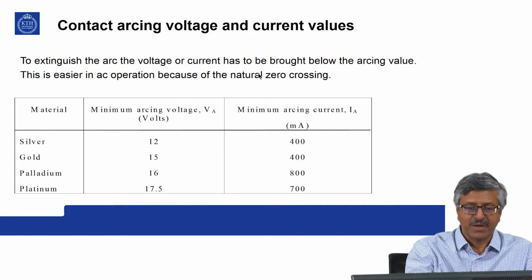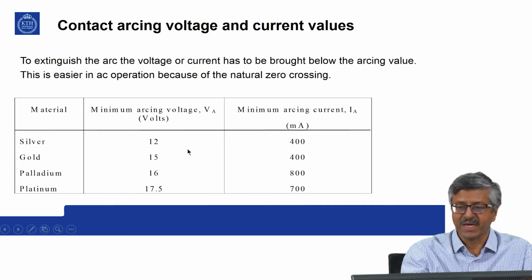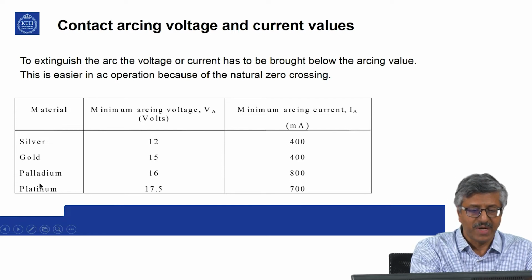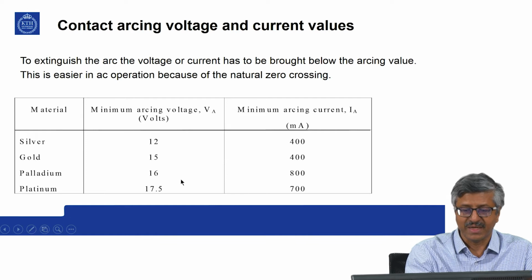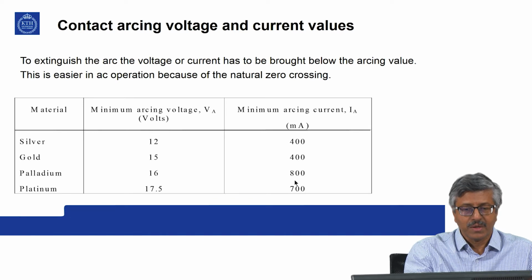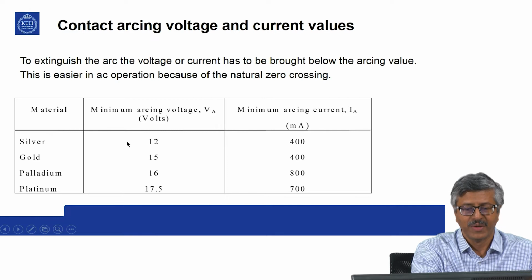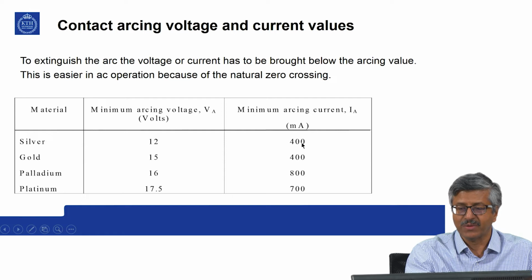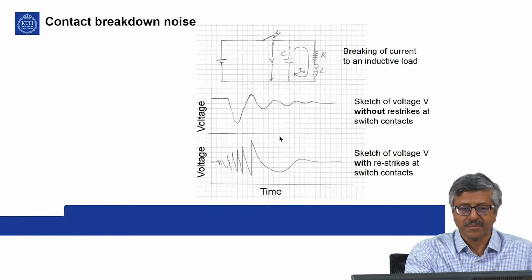So for silver it is around 12 volts, and the minimum arcing current IA is around 400 milliamps. For other materials it is slightly higher. So to extinguish the arc, you have to make sure that the arcing voltage is below this value, 12 volt, and the arcing current is below this value, 400 milliampere. Then you can extinguish the arc.